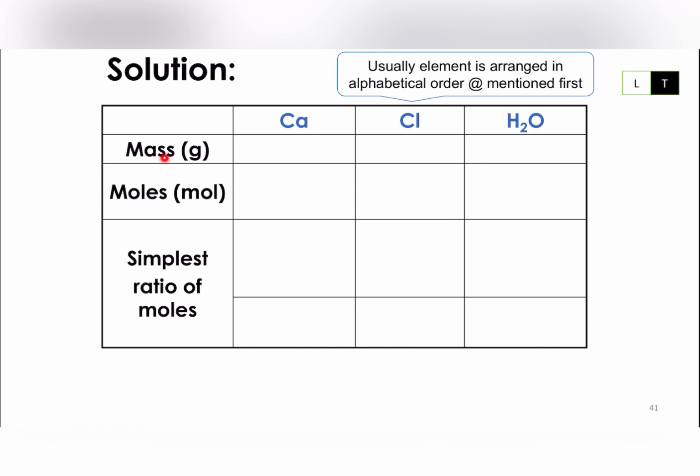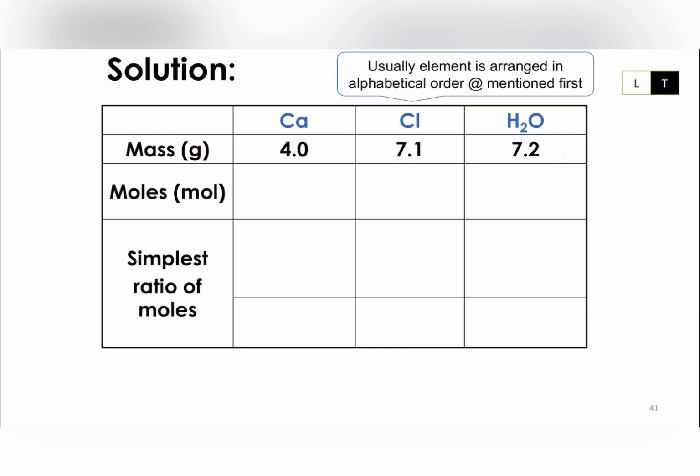Now we have mass. Don't forget the units: gram. Moles, the unit is mole. And the simplest ratio of moles. So in order for you to find out these values, you are going to put everything in this Marmora table. Let's do the first one, mass of each element. You have those values which are given in the question. Just put them in the table and make sure you put the units here. If you leave the units out, you have to put them on each value, so better to put them here.